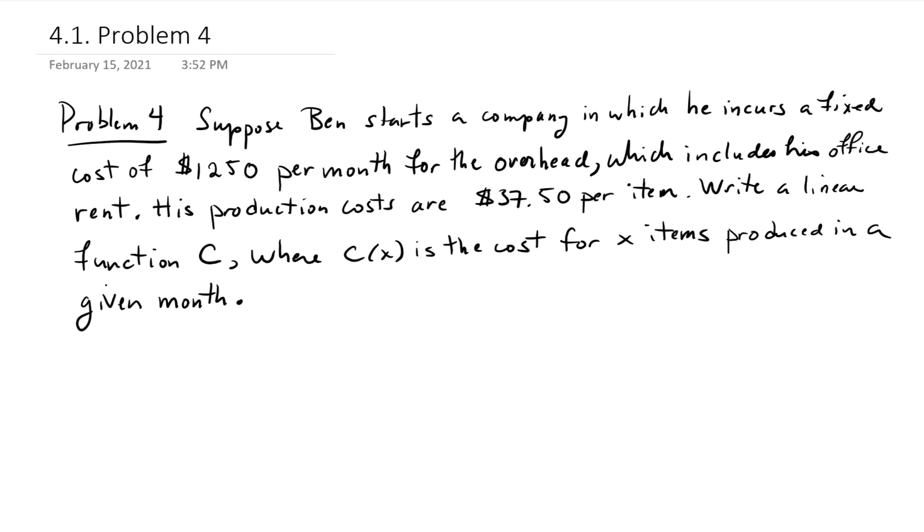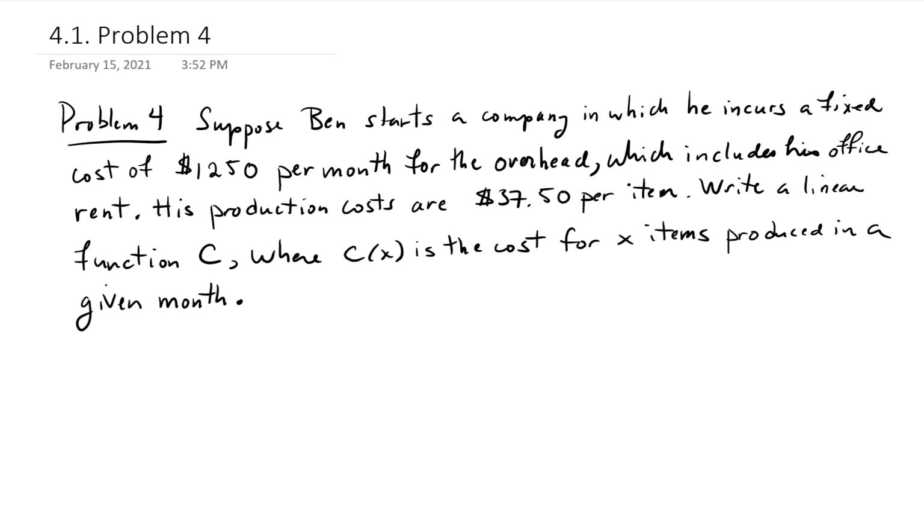Problem number 4. Suppose Ben starts a company in which he incurs a fixed cost of 1,250 per month for overhead. The fixed costs are basically the ongoing costs to operate a business. That could include rent or salaries for administrators, things that don't change every month.